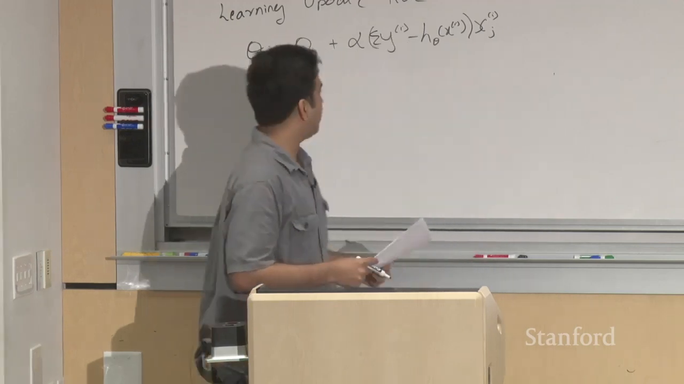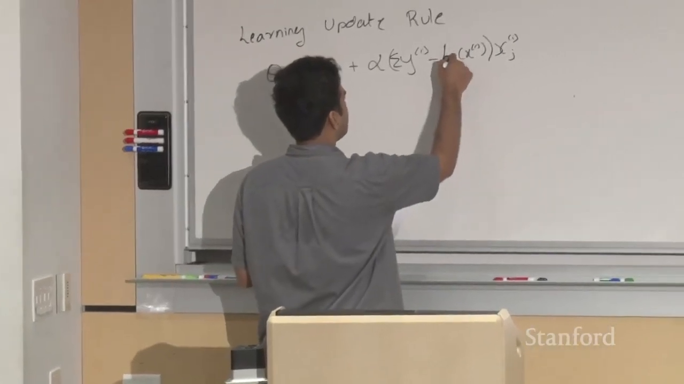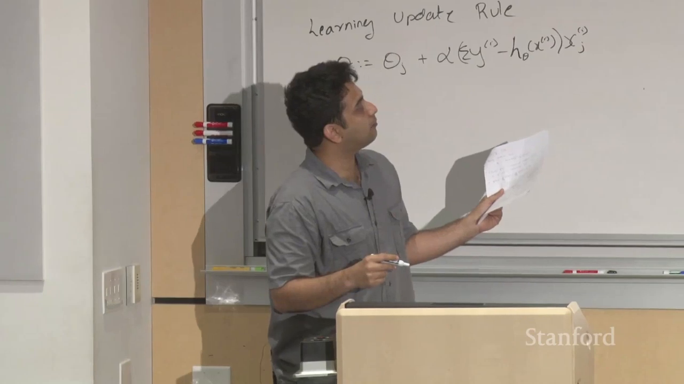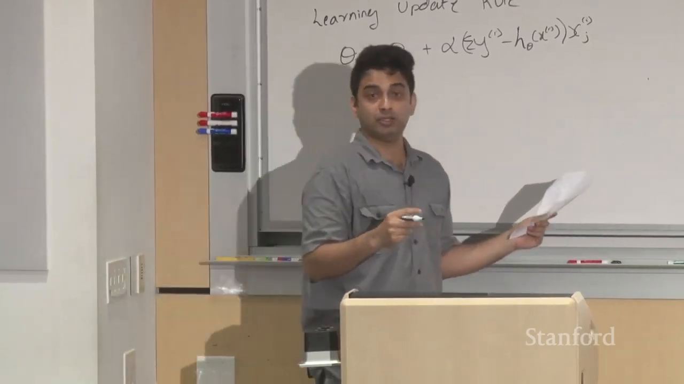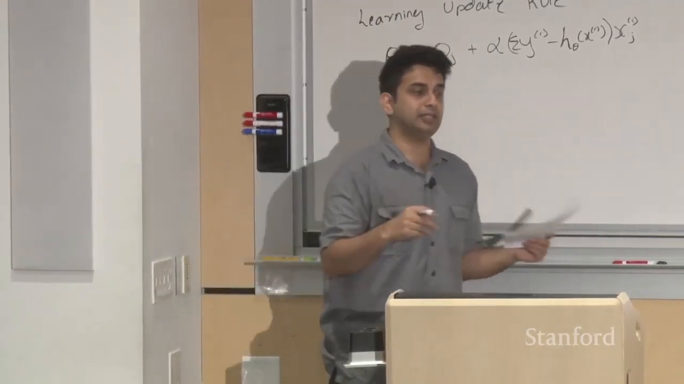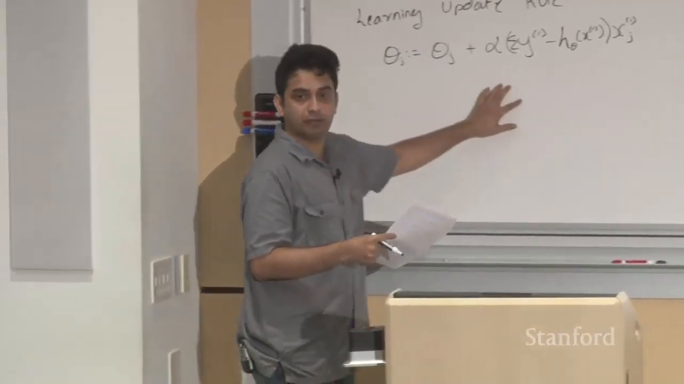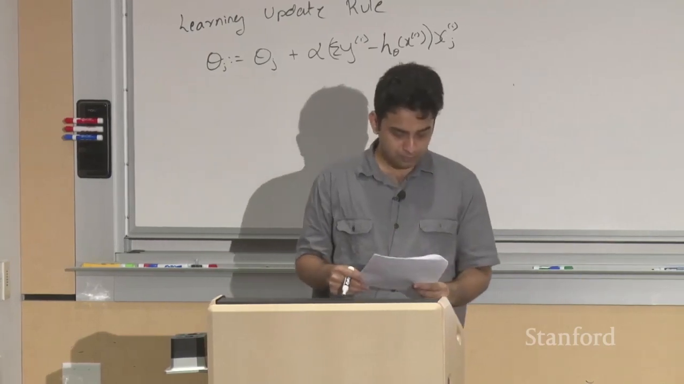Cool. So this is the same update rule for any specific type of GLM based on the choice of distribution that you have. Whether you're doing classification, whether you're doing regression, whether you're doing Poisson regression, the update rule is the same. You just plug in a different h theta of x, and you get your learning rule.